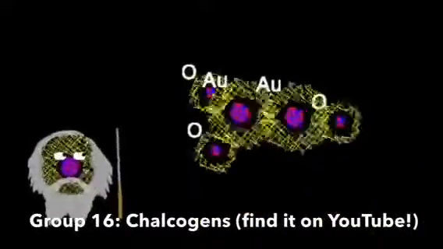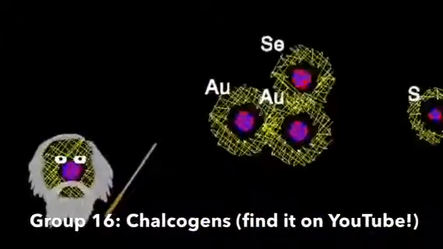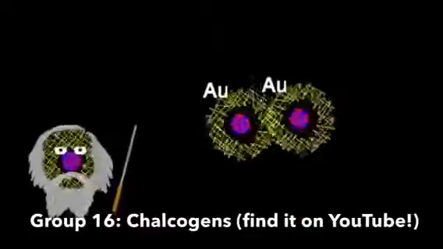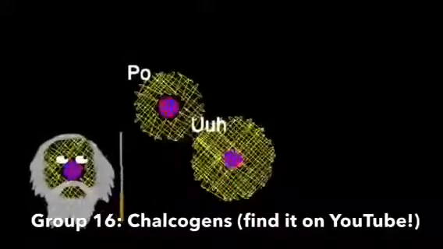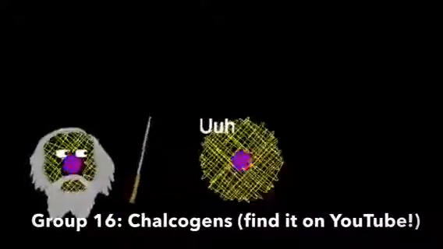Oxygen, sulfur, selenium, and tellurium all bond with gold, forming various ores known as gold chalcogenides. However, polonium is too scarce to form any notable compounds, and ununhexium does not occur naturally.